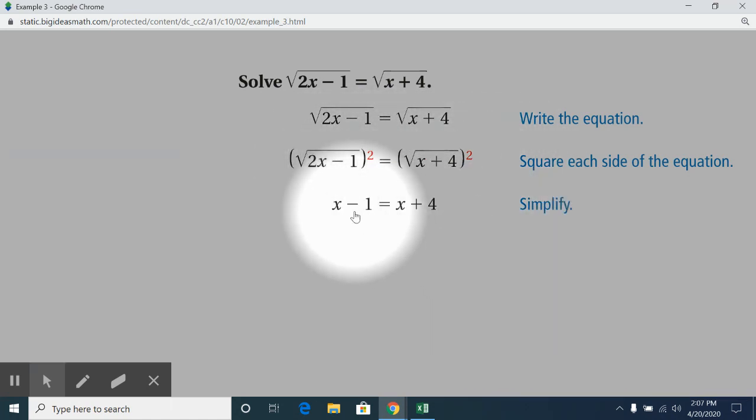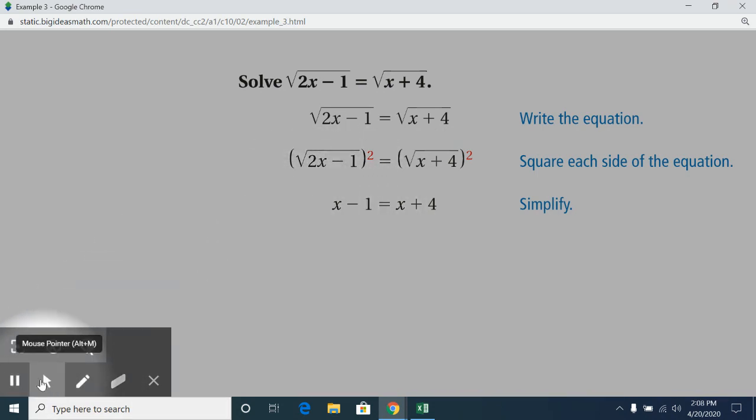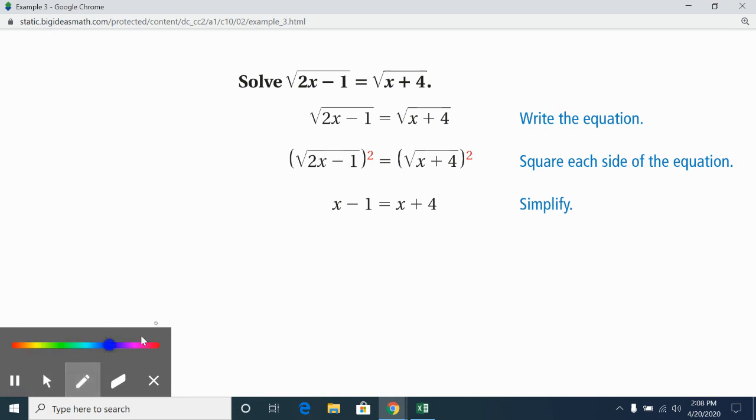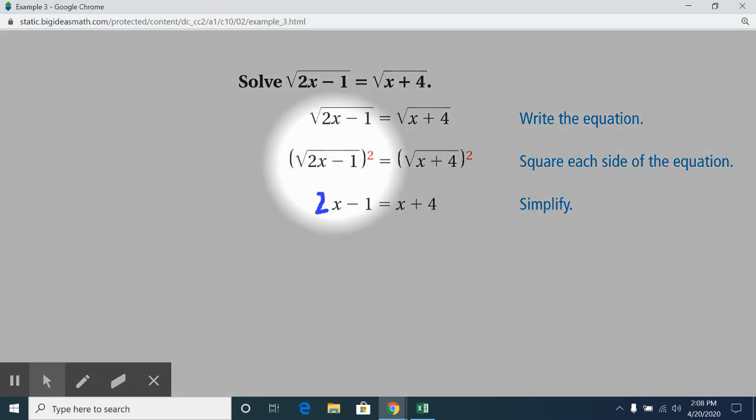Which is going to leave us with, this is supposed to be 2x minus 1. Let's write that in there because the book looks like they made a mistake here. So this is supposed to be 2x minus 1. All right, so again, we're going to square both sides, just to basically get rid of the square root symbols to leave us with 2x minus 1 over here and x plus 4 over here.